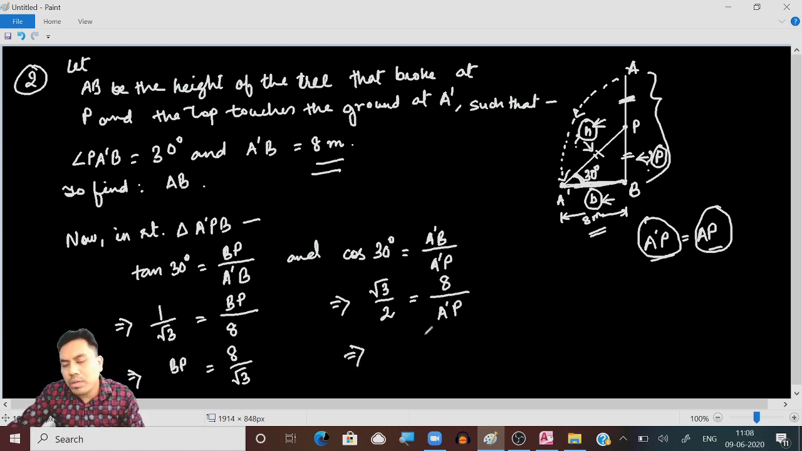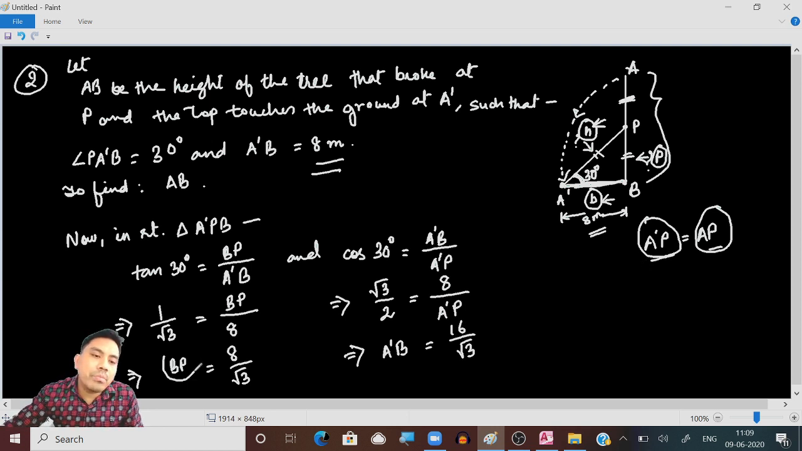Now just cross multiply it. What you will get? A dash P will be equal to 16 by root 3. So we got BP as well as A dash P.